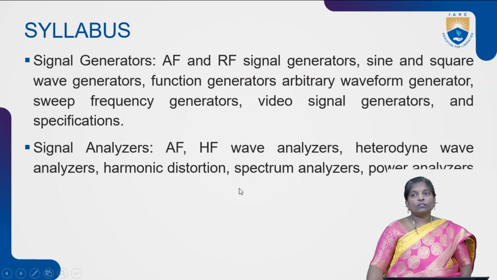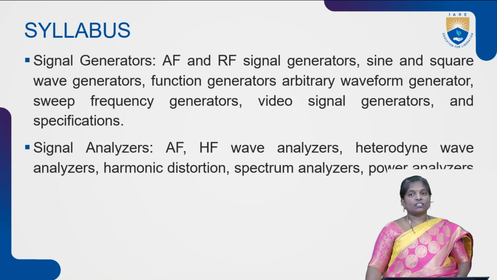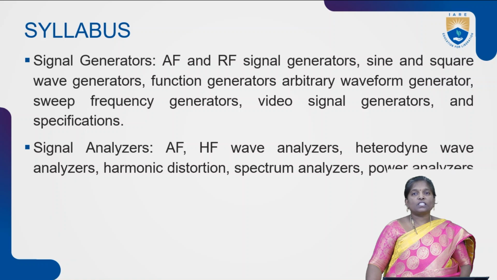Now here we have different types of signal generators like sine wave signal generator, square wave function generator, arbitrary waveform generator, sweep frequency generator, video signal generator, and specifications. These are the different types of signal generators. Those are helpful to generate different types of signals like sine, square, triangular, ramp, and many more signals can be generated with the help of these signal generators.